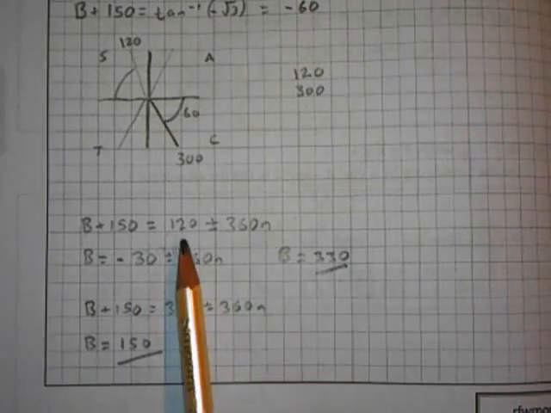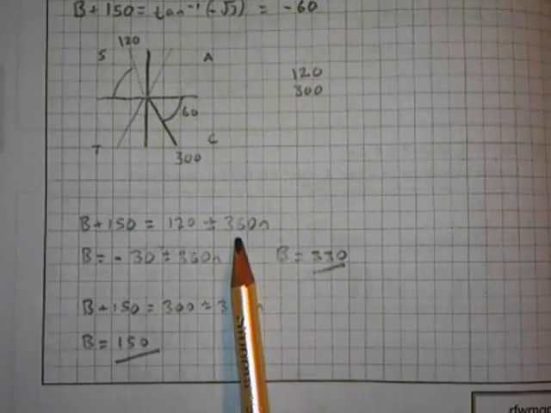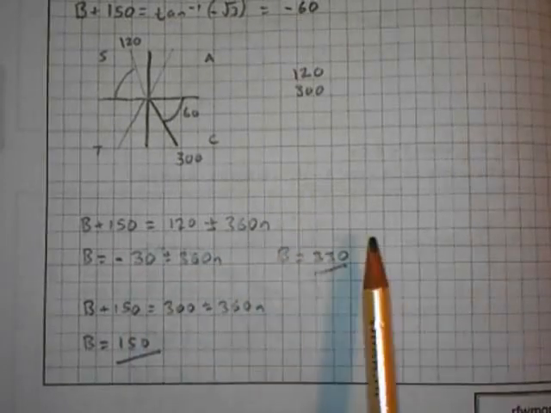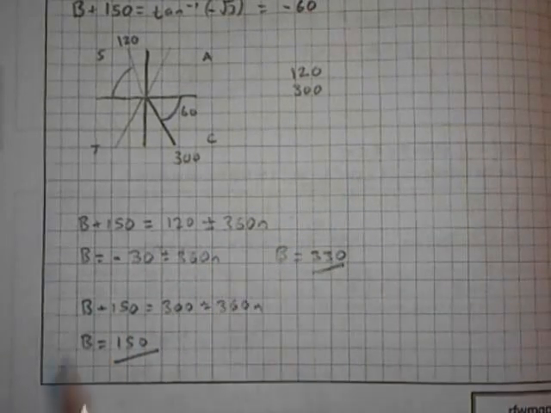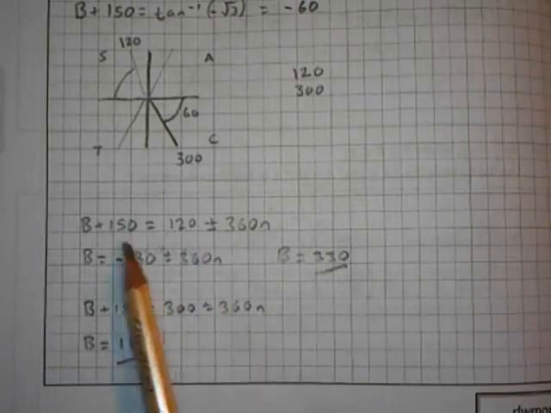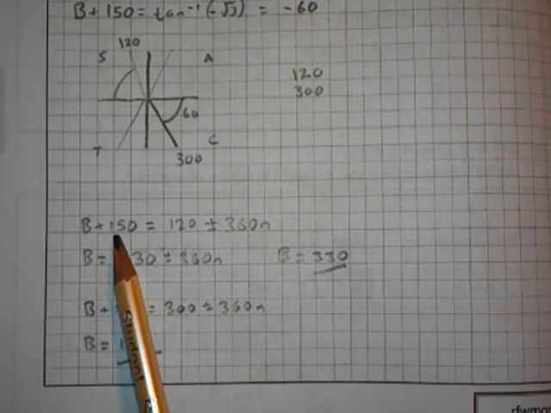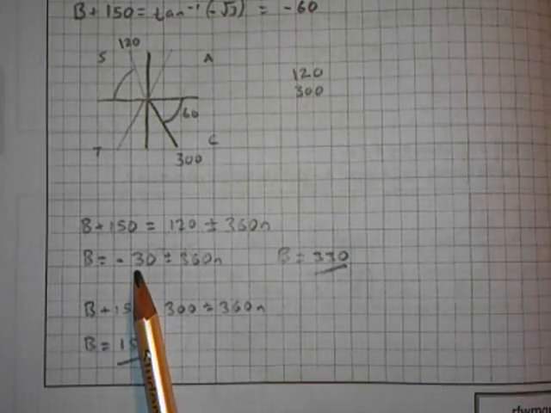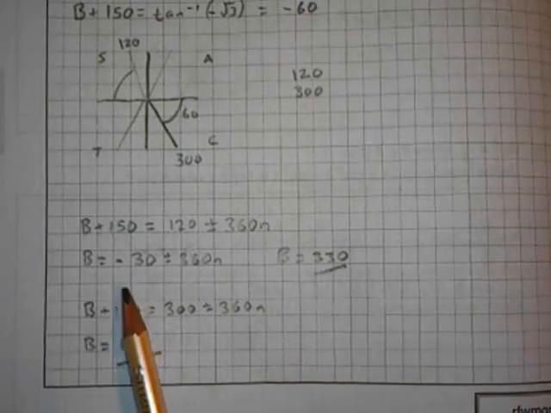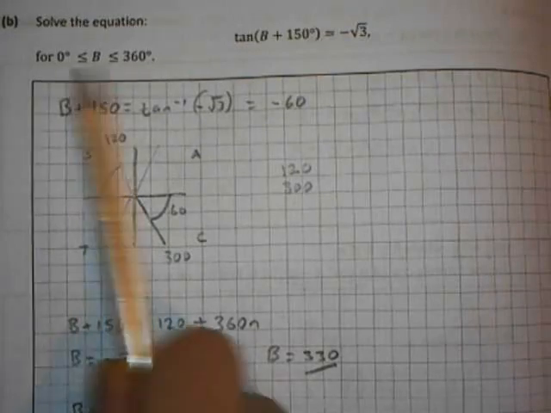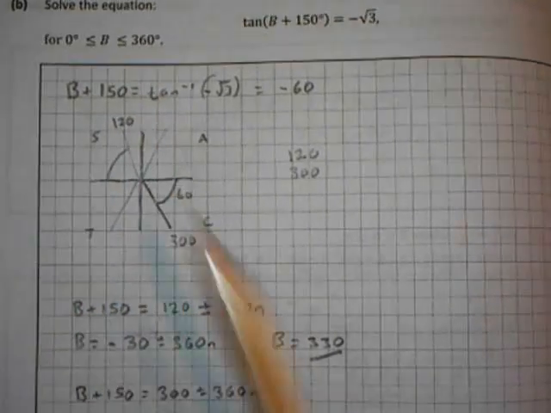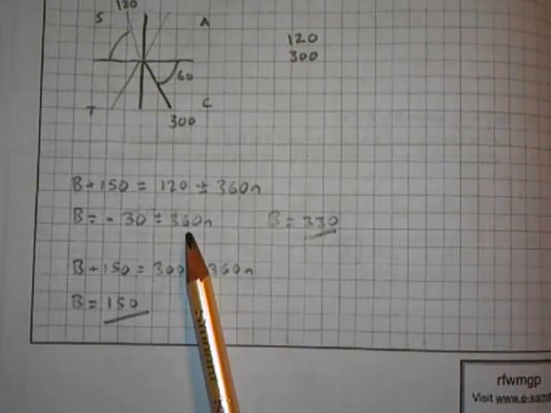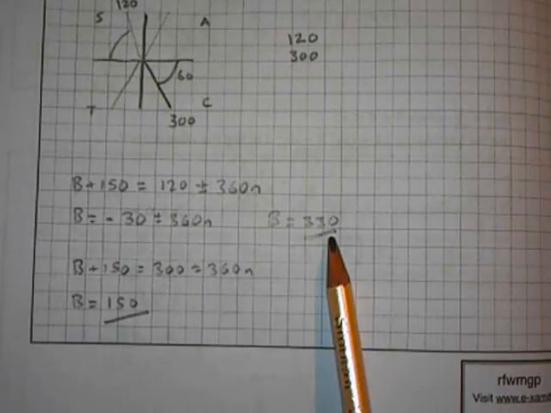Now we know that the 120 can change by 360s. You can add 360 on lots of times, you can take 360 off lots of times. Now, what do we do with this 150? We're going to subtract it. It gives us minus 30. Now, minus 30 is our answer, it's great, but it's not in our range. Okay, so how can we get minus 30 to be in this range? We add one lot of 360 on, so 330 is the answer.